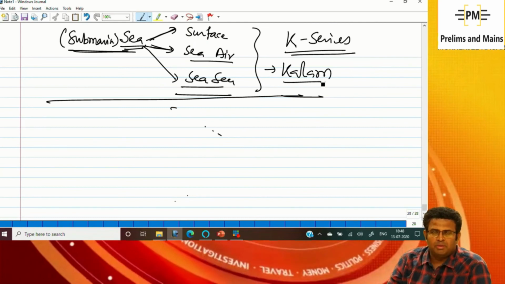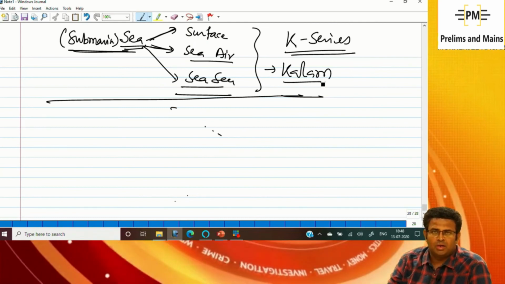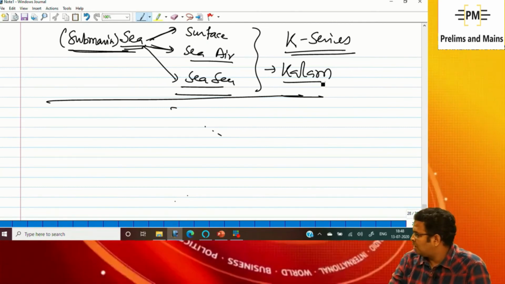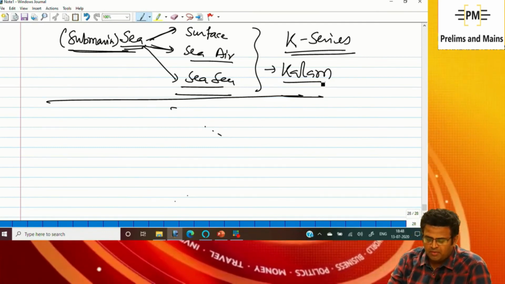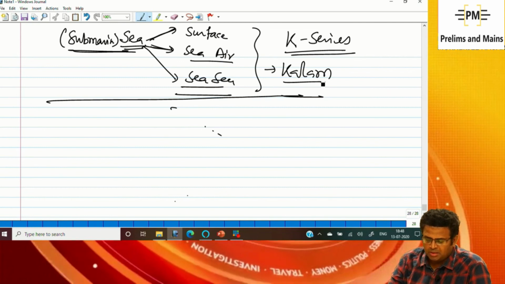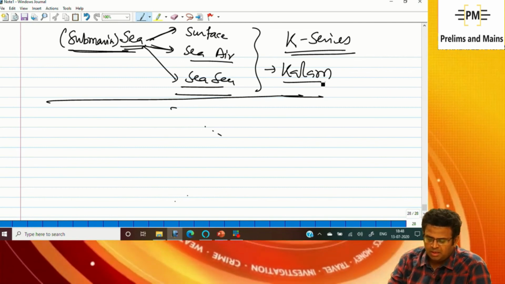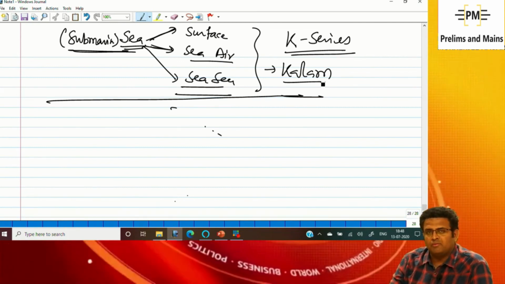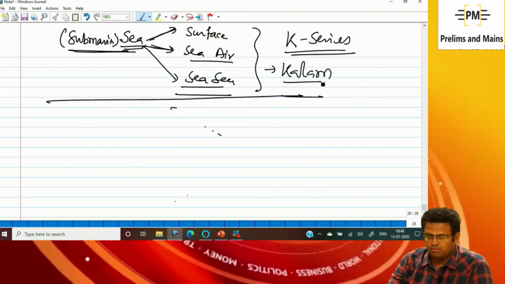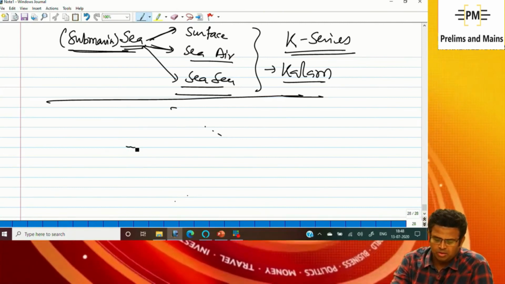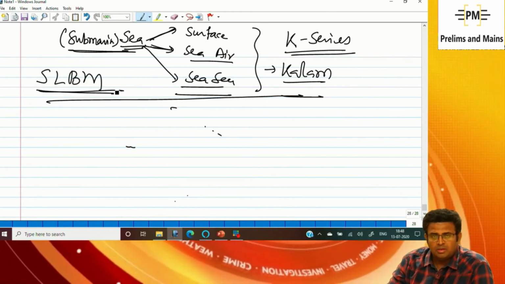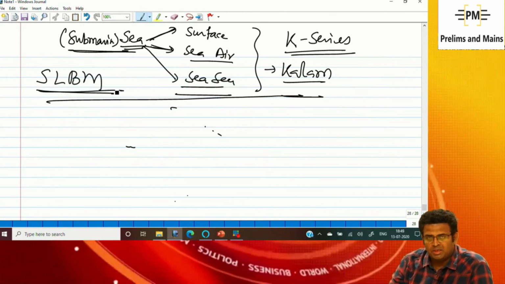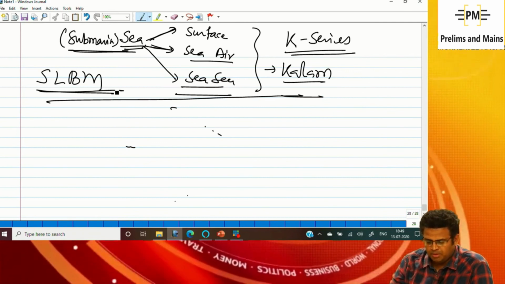All of you know that the missile man of India is APJ Abdul Kalam. So, if I am talking about the K series submarine, whatever we are launching from the submarine is known as a submarine launched ballistic missile. Submarine launched ballistic missile. Clear?